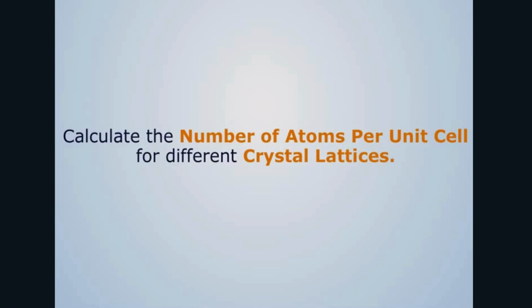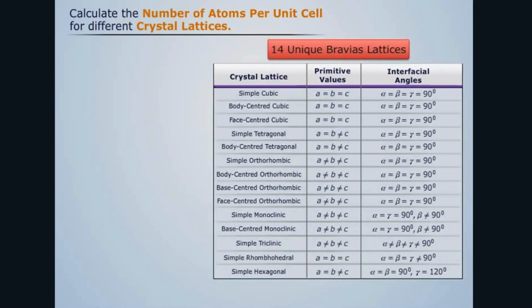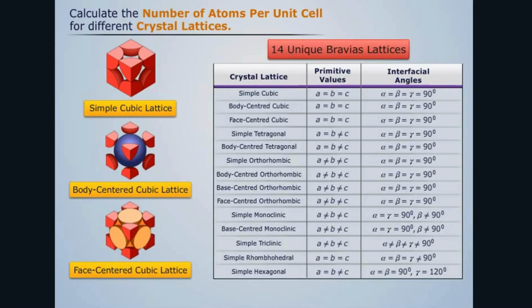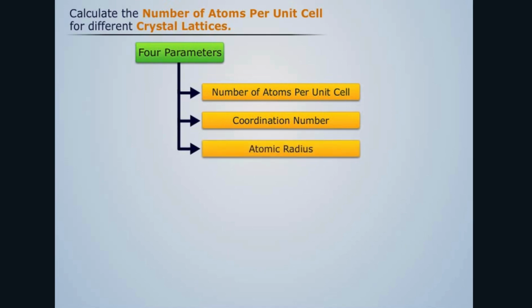Calculate the number of atoms per unit cell for different crystal lattices. We know that there can be only 14 kinds of Bravais lattices. For the quantitative analysis of the configuration and concentration of atoms in these 14 unique Bravais lattices, we need to know the following 4 parameters: number of atoms per unit cell, coordination number, atomic radius, and packing density or packing factor. Here we'll understand the number of atoms per unit cell.